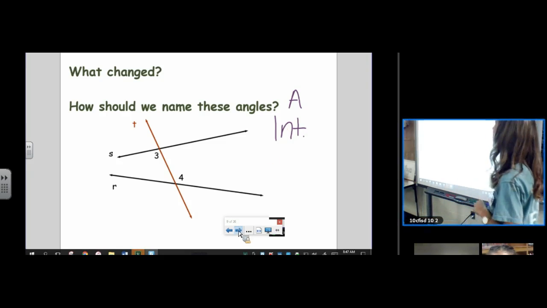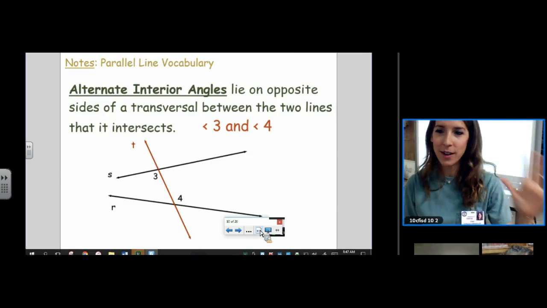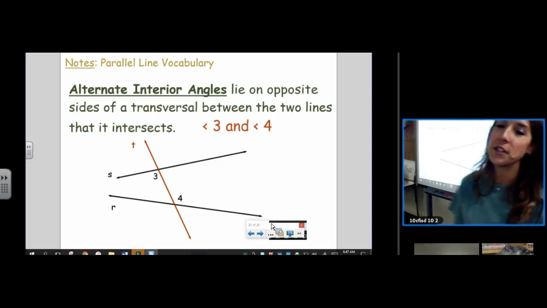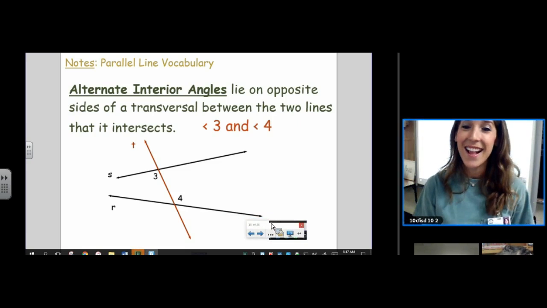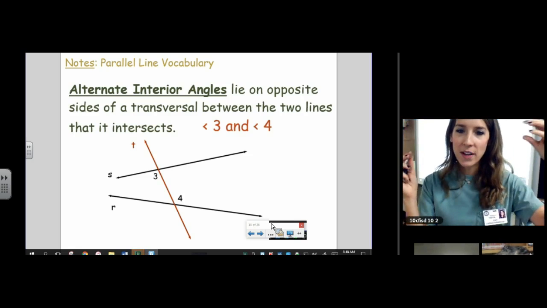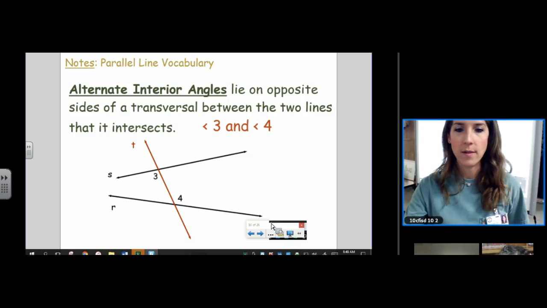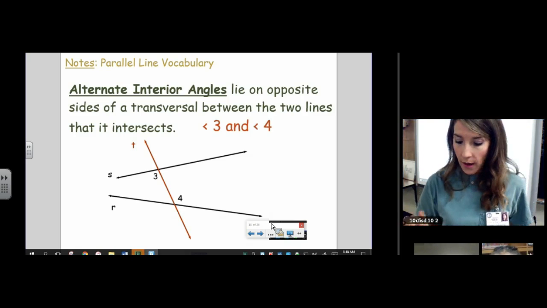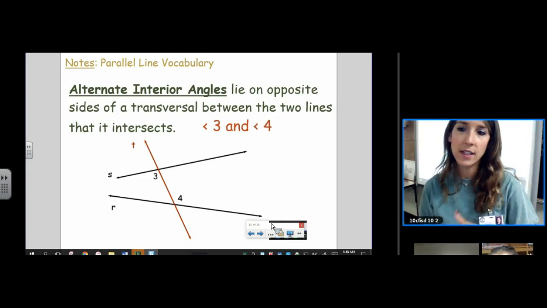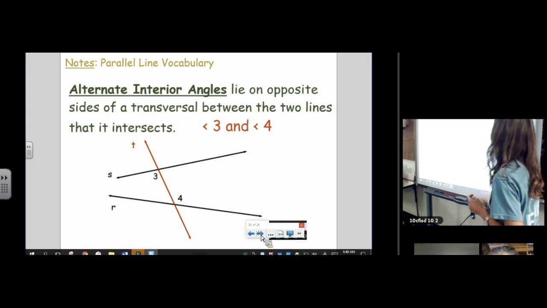Alternate interior angles is the vocab word. I can't change the word. That's the word that's been chosen, and it's stuck. So those are alternate interior angles. They're on opposite sides of the transversal, but they're still between S and R. One's on the left, one's on the right. All right, moving on. Now this next word is a little weird. It's not alternate, it's not same side, it's not interior, it's a little weird. So let's go over the next word.